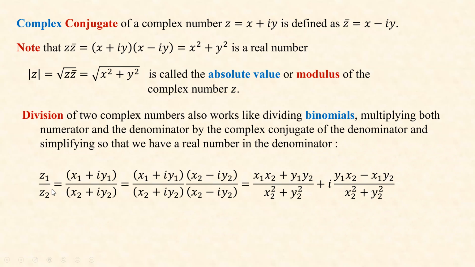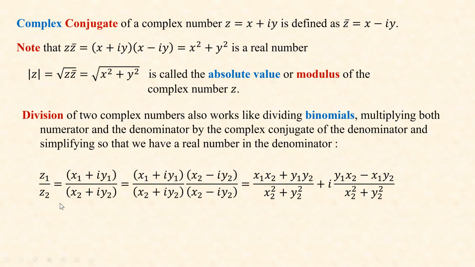And then using this complex conjugate definition, we now define the ratio of two complex numbers, or division of complex numbers. It is the same as division of binomials, that we make the denominator real by multiplying both numerator and denominator by the complex conjugate of the denominator, and then it turns to something like this.